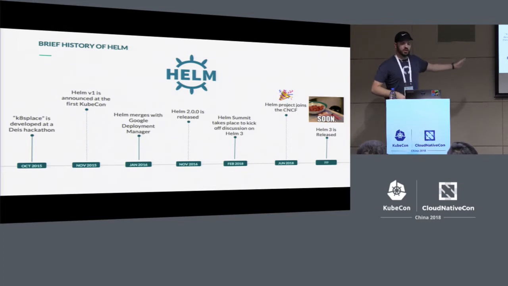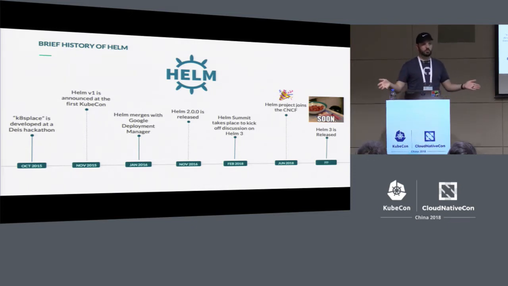So all the way here on the left, the original thing of Helm was called Kate's Place. It was developed at a Deis hackathon. Deis was acquired by Microsoft. You have Helm v1 was announced at the very first KubeCon. It functioned very differently than we're on Helm v2 right now. And then Helm merged some of the Google Deployment Manager into the code base as well. And then in 2016, we released Helm 2.0. Most people who have used Helm at this point have used Helm 2.0.